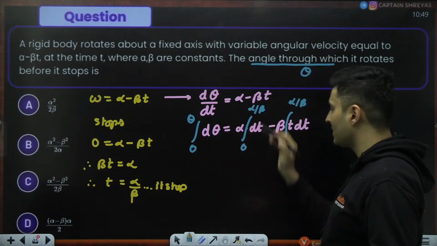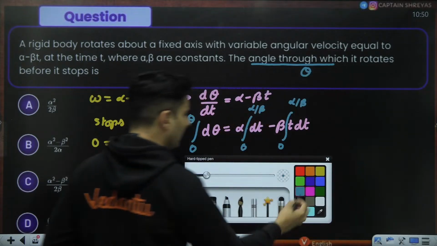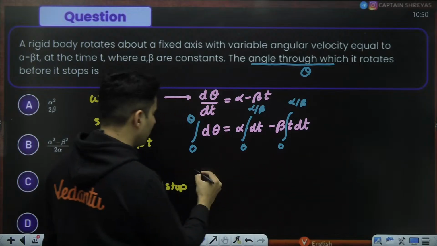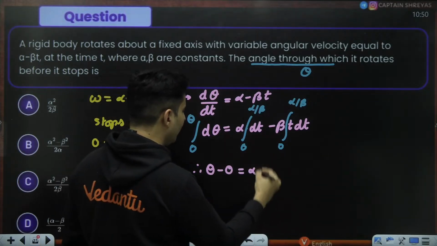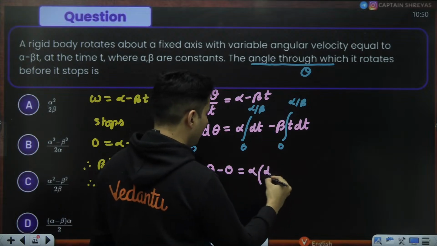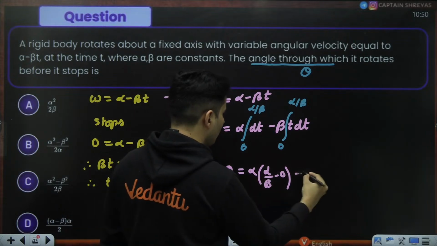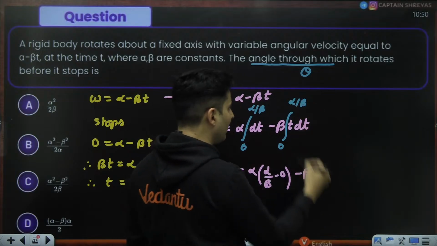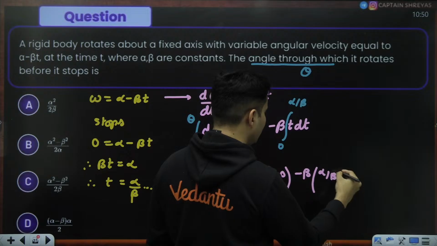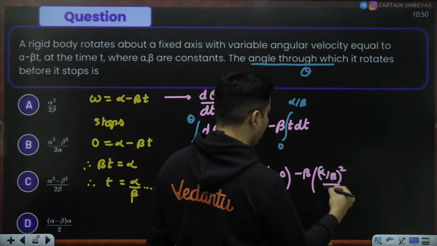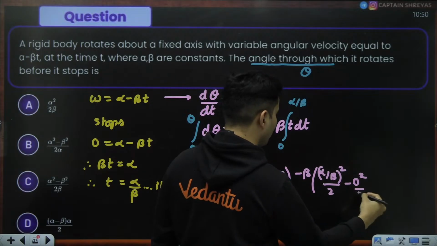So it stops at this time. So the upper limit is this particular alpha by beta. Now let's see what will it be. So this will be nothing but theta minus 0 will be alpha into alpha by beta minus 0 minus beta into t square by 2. So it will be alpha by beta whole square by 2 minus 0 square by 2.